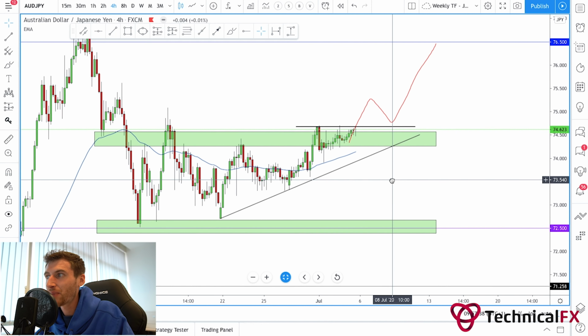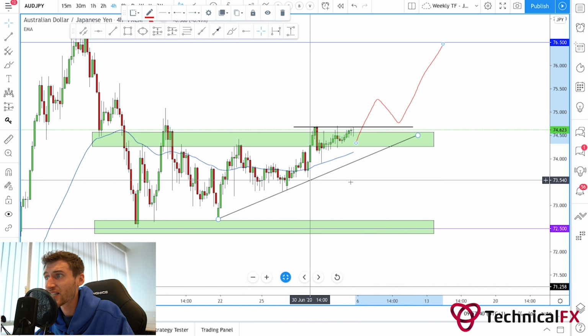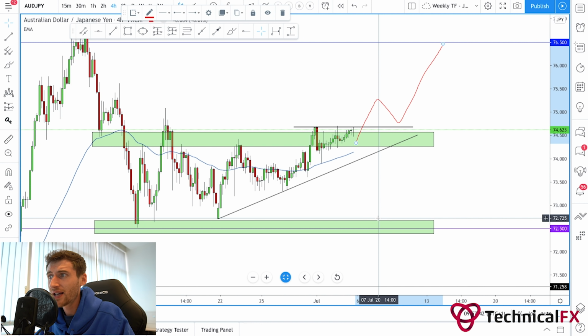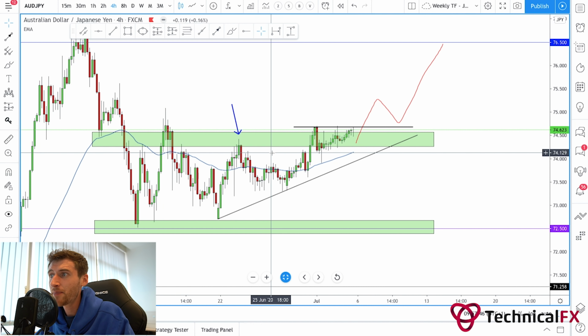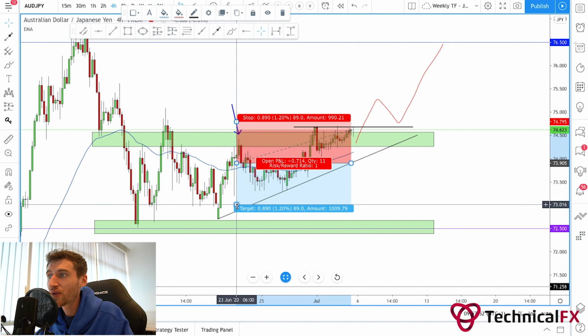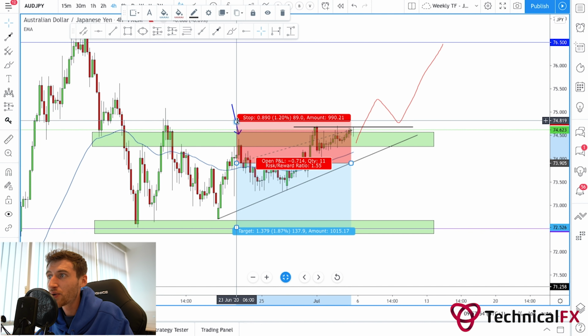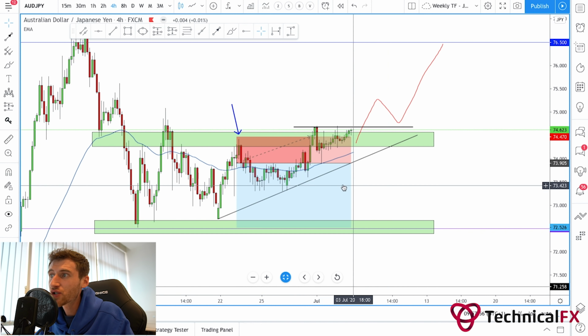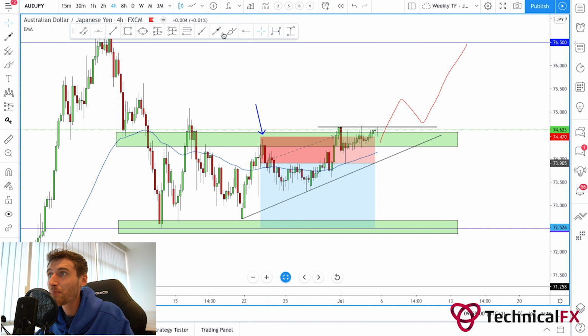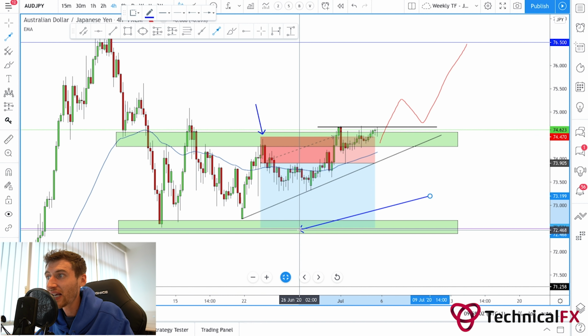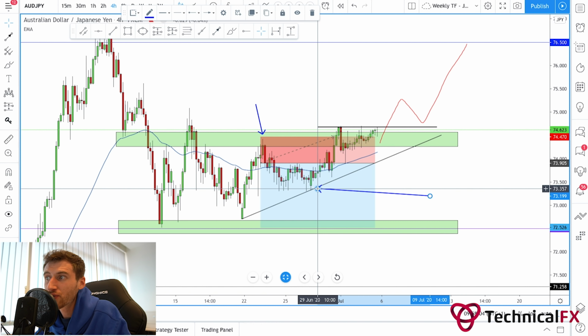There's nothing wrong with being patient. Some people will take the trade in this range. No problem. It's entirely up to you. But say, for example, you took a short position from this point right here off this bearish engulfing. It wouldn't have been a very successful trade because at the end of the day, you would have had to have targeted this support. It's a 1 to 2.4 risk to reward, but the market was in this range. And did the market make it to the area of support again down here? No, it didn't. We saw the market return back to the upside.